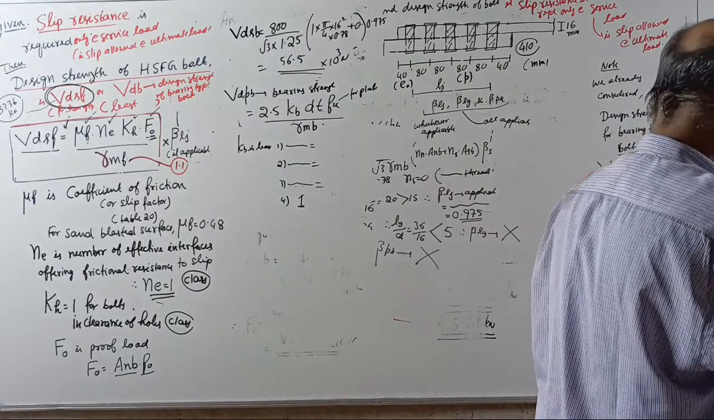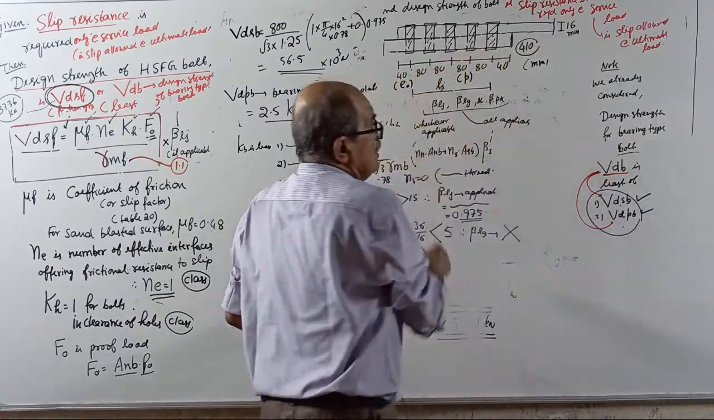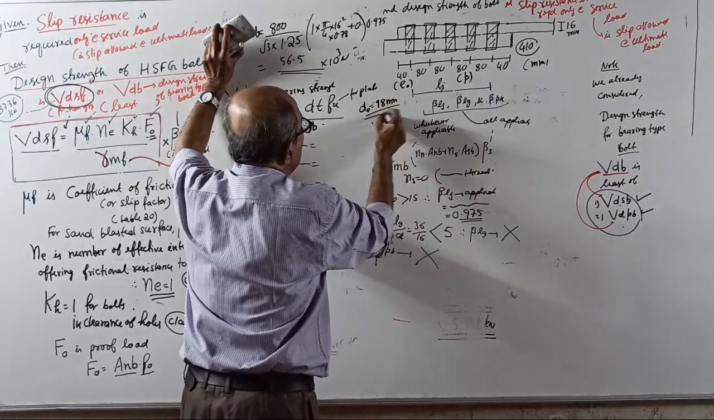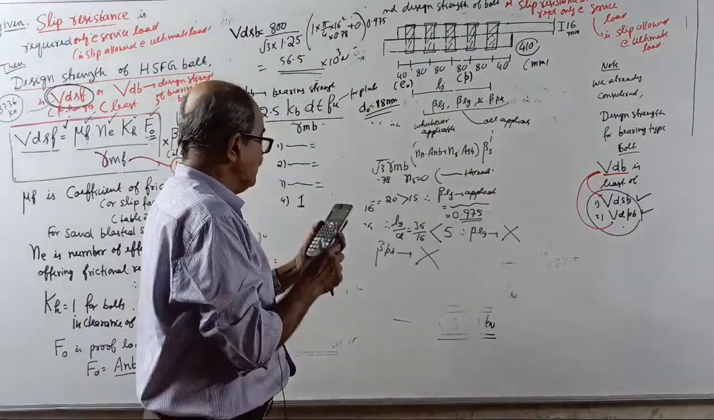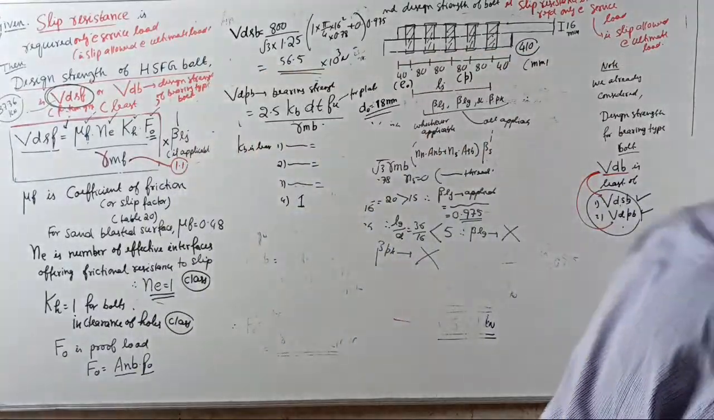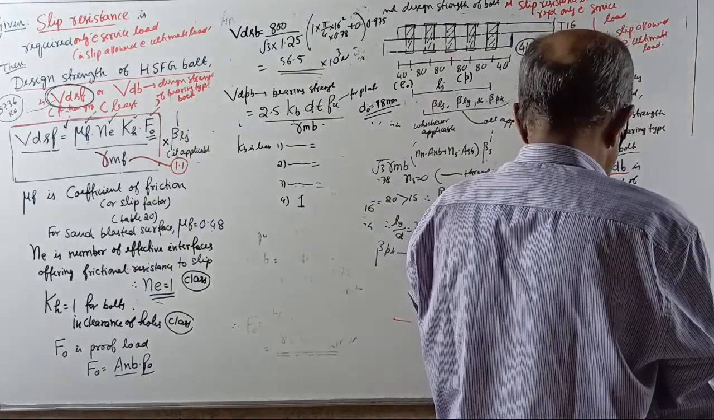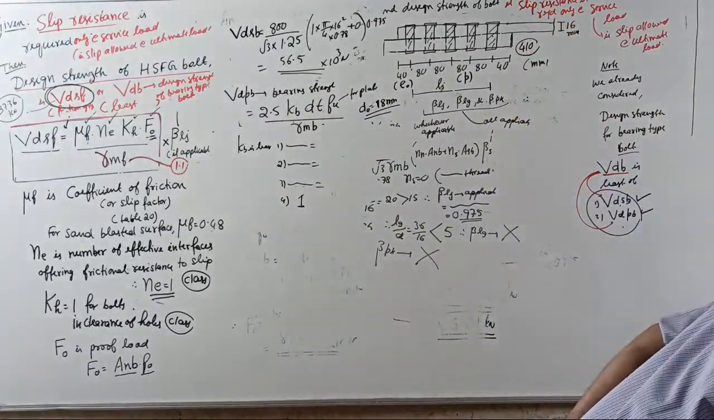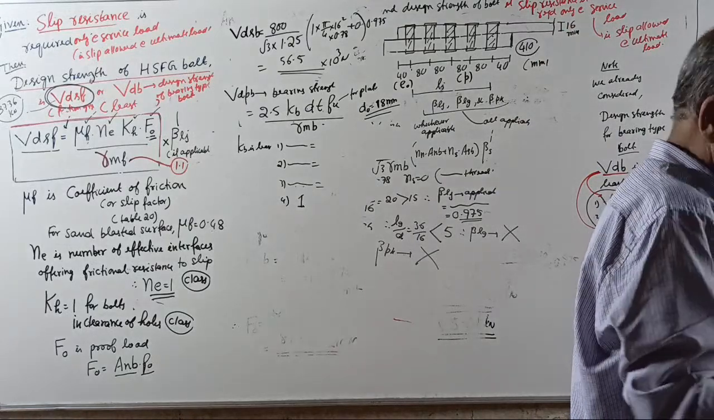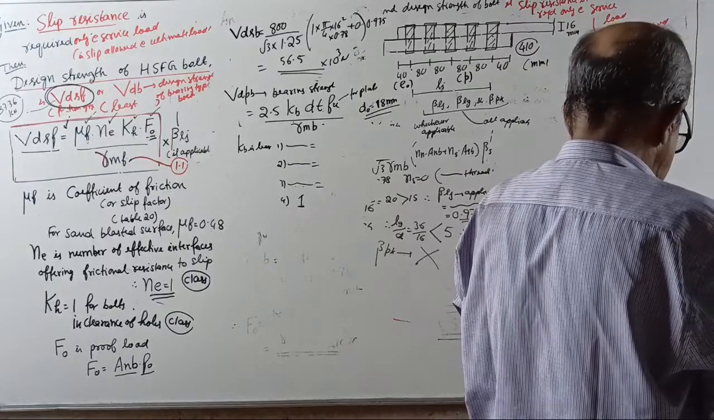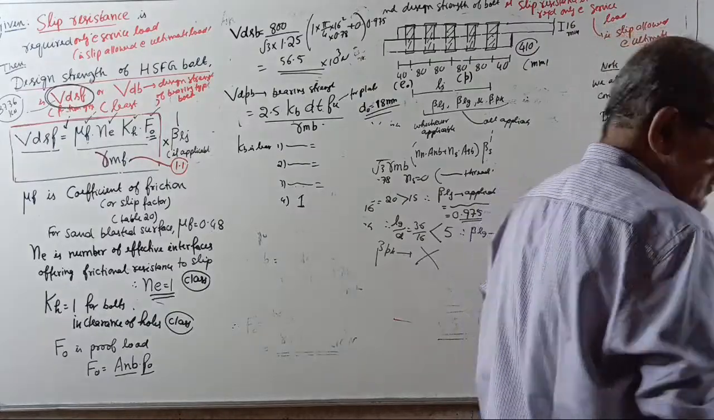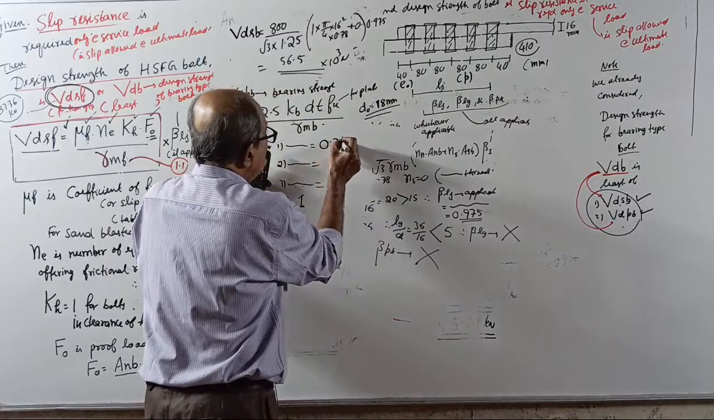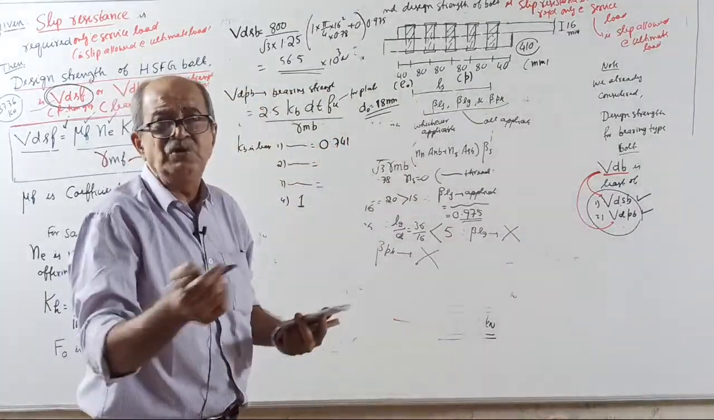First one. E0 is 40. Diameter of bolt is 16, bolt hole is 18 millimeter. 40 divided by 3 divided by 18. 40 is the edge distance, divided by 3 divided by 18, it is 0.741. First one is 0.741. Second one, pitch is 80, 80 divided by 3 divided by 18 minus 1 by 4, is it 1.231? Yes, second one is 1.231.